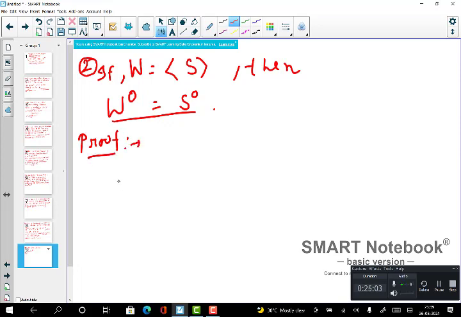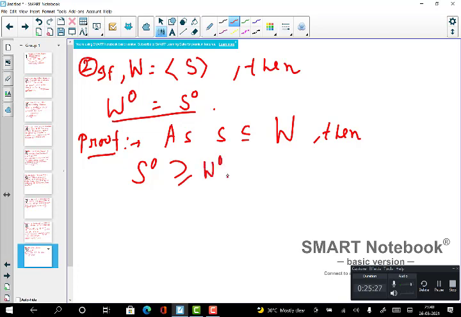One part is obvious, because S is sitting inside W, right? So what is the relation between the annihilators? The annihilator of S is a superset of the annihilator of W. Why? Because if you choose an element of the annihilator of W, that is a functional which takes every element of W to 0, so it also takes every element of S to 0, so that belongs to S naught. So this one is obvious.